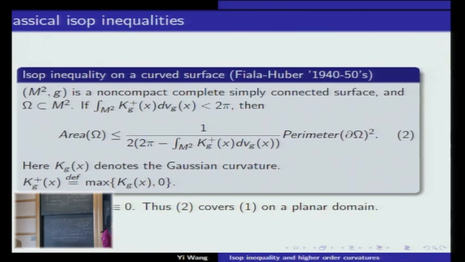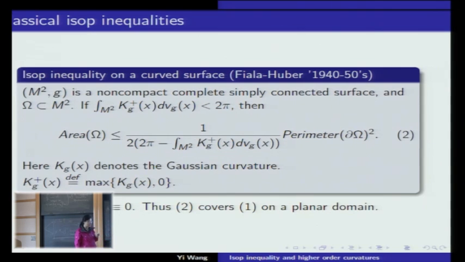Basically, the area enclosed by the curve is bounded from above by some constant. It's no longer 1 over 4 pi, as in the Euclidean case, but it is some finite constant times the perimeter of the boundary squared. Here, as you can see, the integral of the curvature matters. So it's not a pointwise curvature assumption. And actually, this assumption, that the integral is strictly less than 2 pi, is a sharp one.